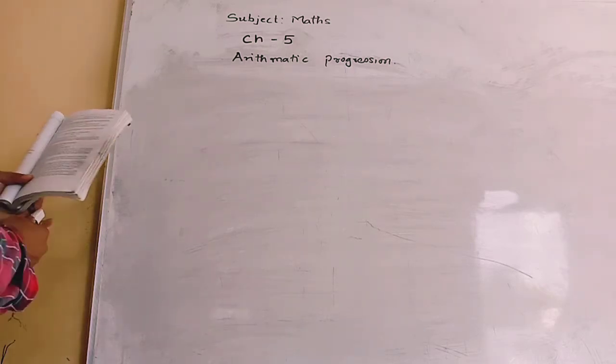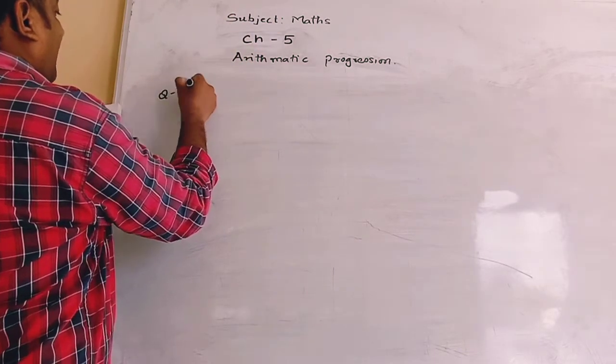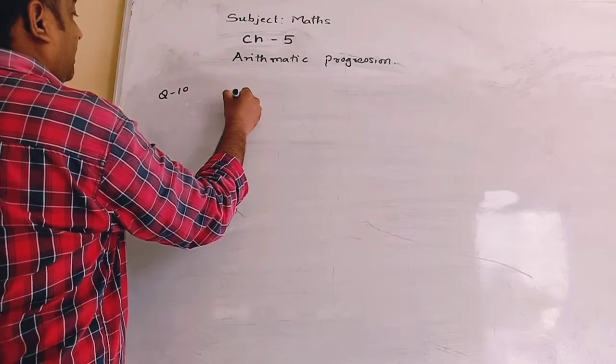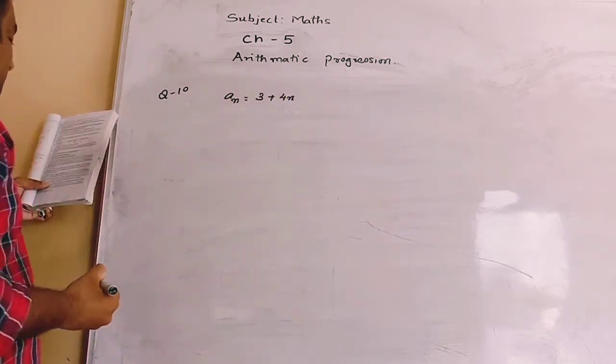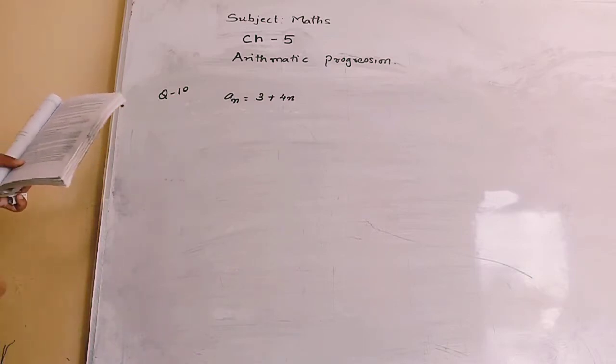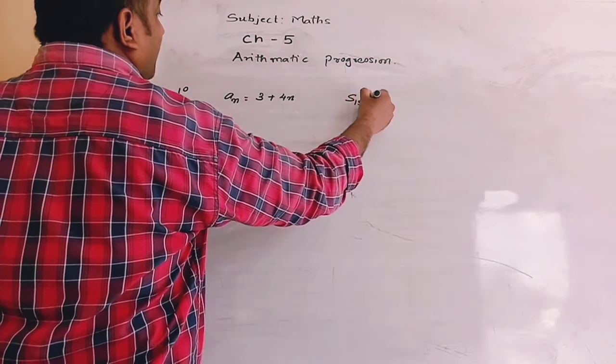Now we have question 10. The nth term of an AP is given as 3 plus 4n. Then find the sum of the first 15 terms. So S15 we have to find out.